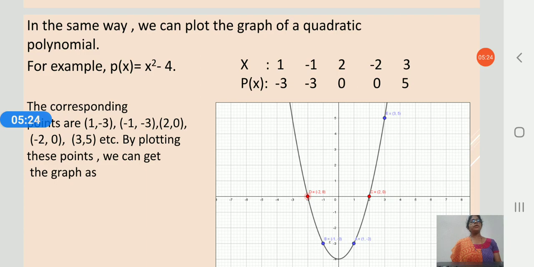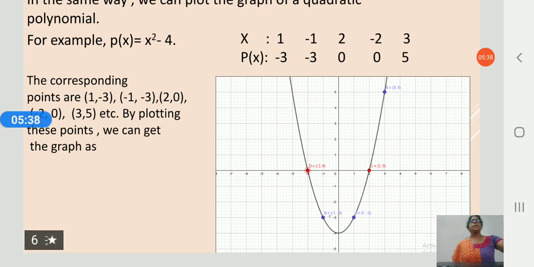We can plot the points on a sheet of paper. Now we can see that we will get a graph like this. The graph intersects the x-axis at two different points. The name of the graph is known as a parabola.